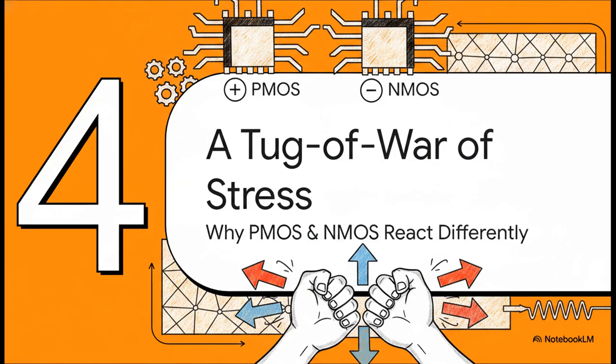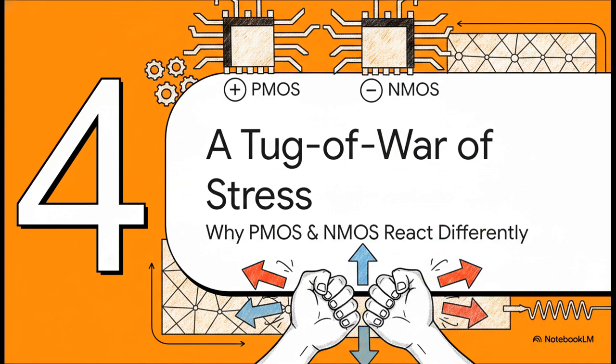Okay, section 4, a tug of war of stress. So we've got our suspects, the diffusion break and the gate cut. Now we need a motive. Why do they mess with PMOS so much more than NMOS? The answer is all about the physics of mechanical stress. And in modern chips, stress isn't a bug, it's a feature. It's carefully engineered to boost performance.